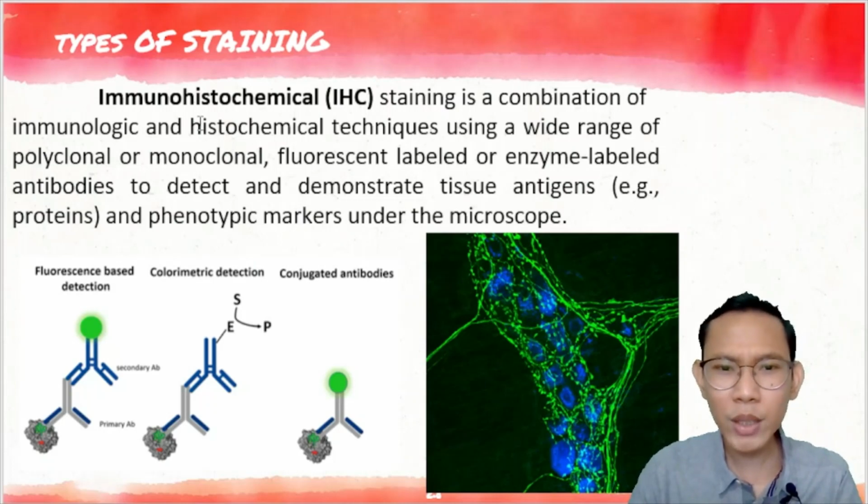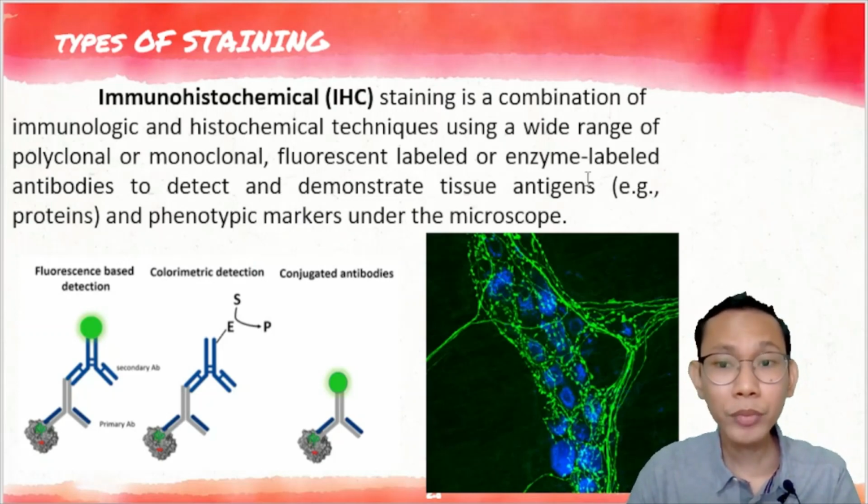Again, histo because we are talking about your tissue, chemical because we are talking about your chemical reaction, and immunologic because we are talking about your antibodies. So we are talking now about your immunologic component. Again, using a wide range of polyclonal or monoclonal fluorescent-labeled or enzyme-labeled antibodies to detect and demonstrate your tissue antigen and phenotypic markers under the microscope. So this is what we see under the microscope because of the fluorescent-labeled or enzyme-labeled antibodies. Diba? It looks so nice.